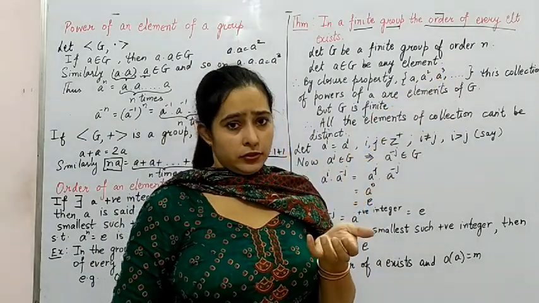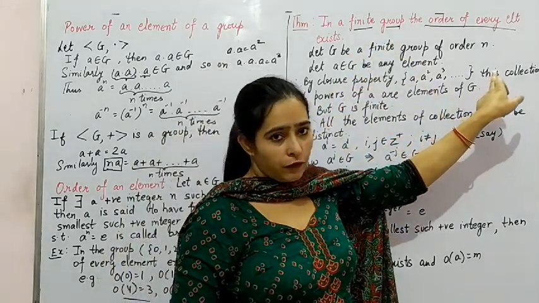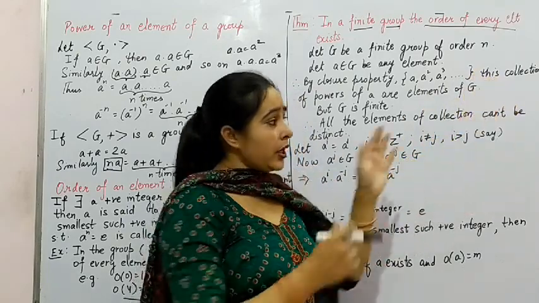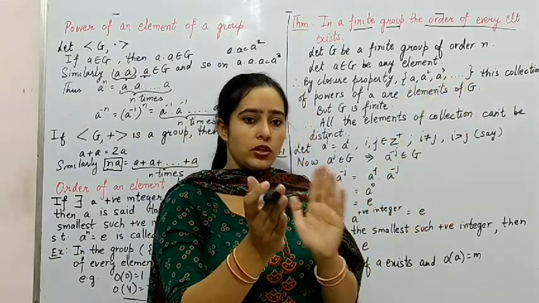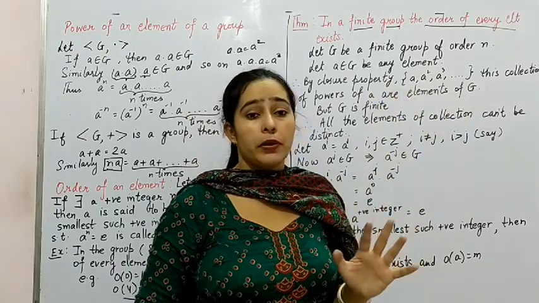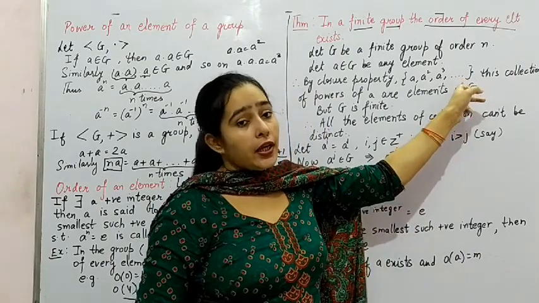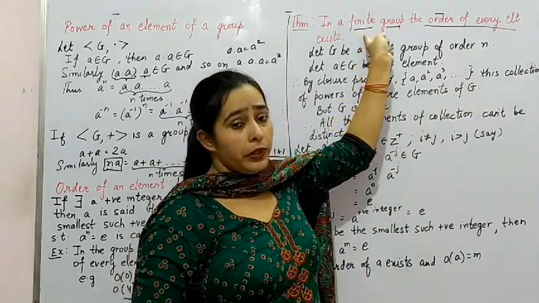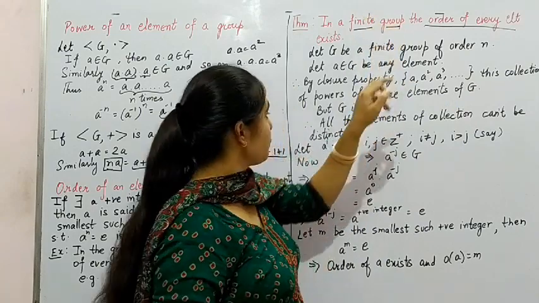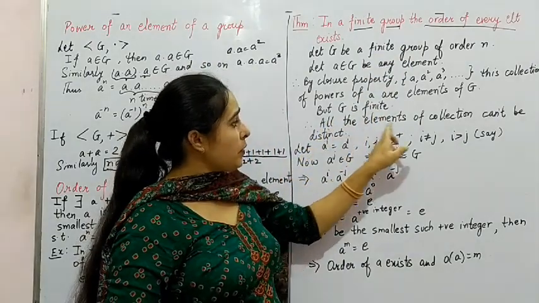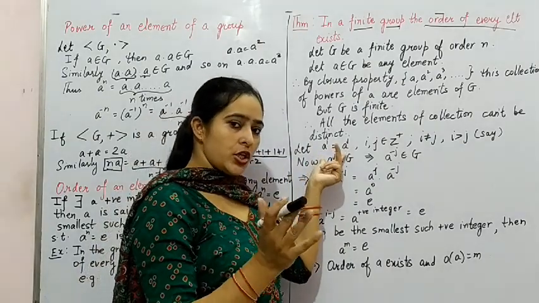But what are we given? We are given that the group is finite, but this collection is infinite. So this is not possible. It will become correct if some of these infinite elements match with each other. That means all the elements cannot be distinct, because if all the elements of this collection are distinct, then the group's order will not be finite. The group will not remain finite. It will become infinite. But G is finite, so all the elements of the collection can't be distinct. That means some of them will match with each other.